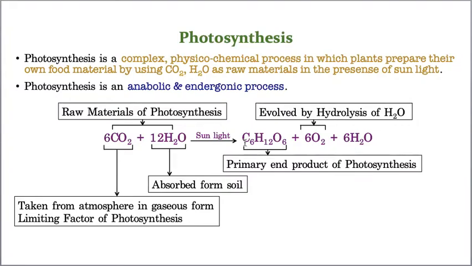So the reaction in which two small molecules join to form one large molecule is called anabolism. Whereas the chemical reactions in which one large molecule breaks down to form two small molecules is called the catabolism process. Hope you understood. Now I think you clearly understood it is an anabolic process.